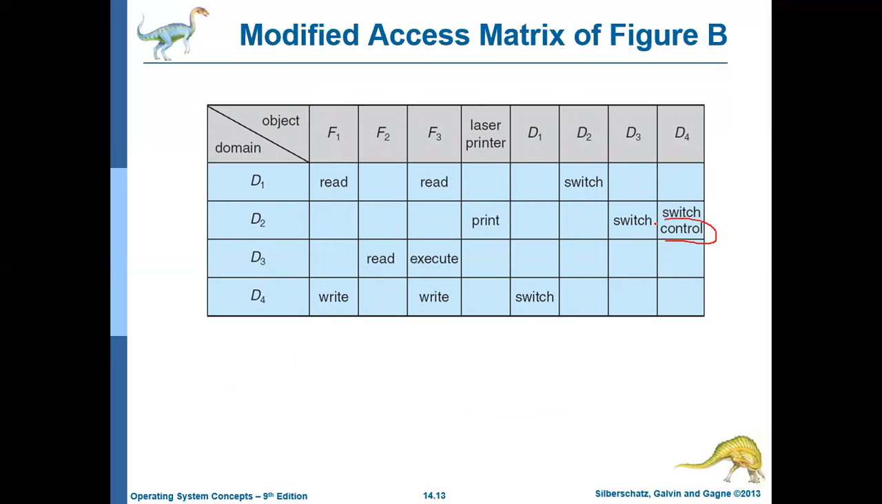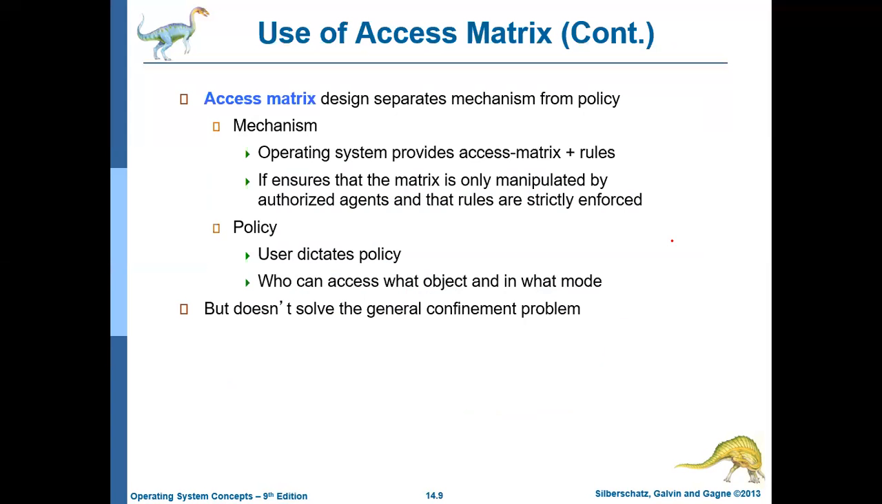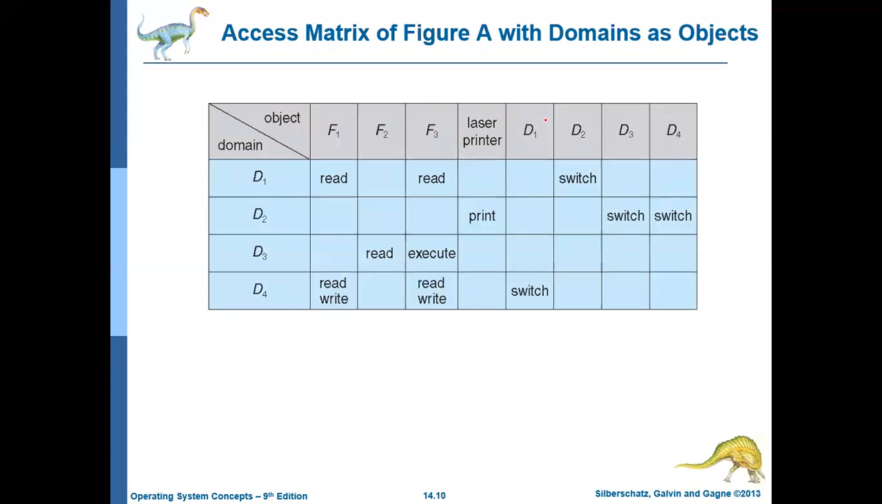Which is called control. So basically, let us see this particular diagram with domains as objects. So here a control is also added. That is for D2 and D4, there is a control added. So what does it mean? It means that D2 can control the domain D4.